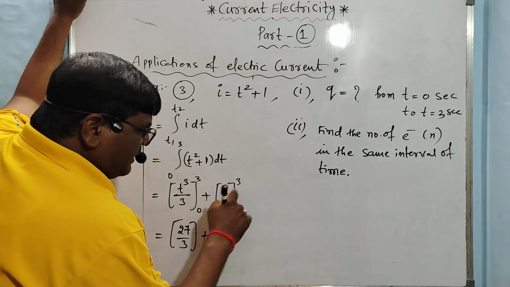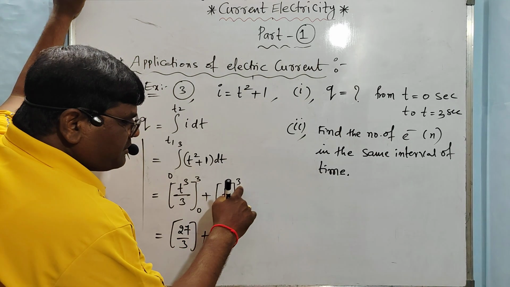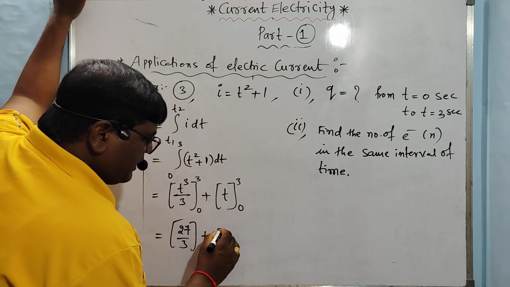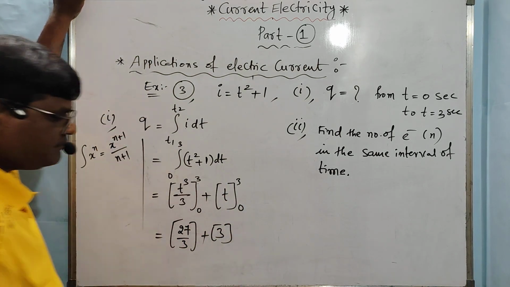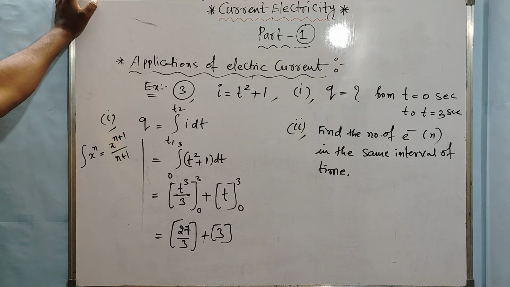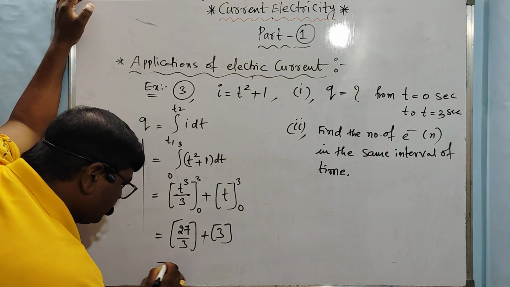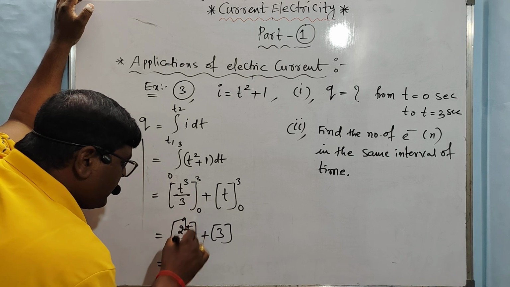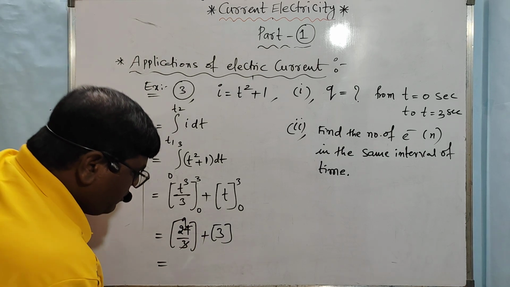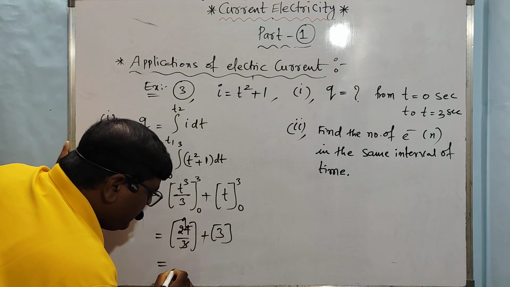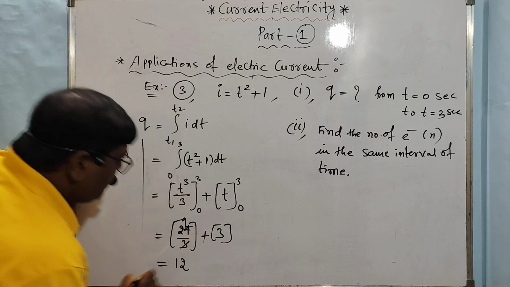Plus, what is the value here? In place of t, we have to substitute the upper limit 3 minus 0. Nothing but here we will get 3. Clear? Okay. So 3 ones are 3, 9. Right? So finally 9 plus 3, nothing but 12.